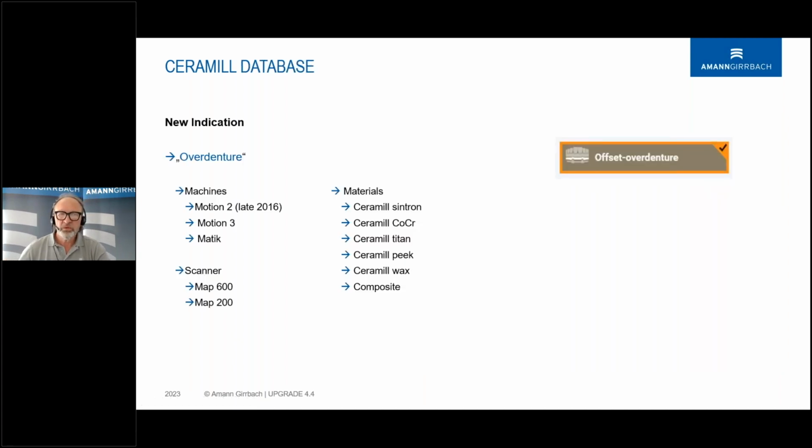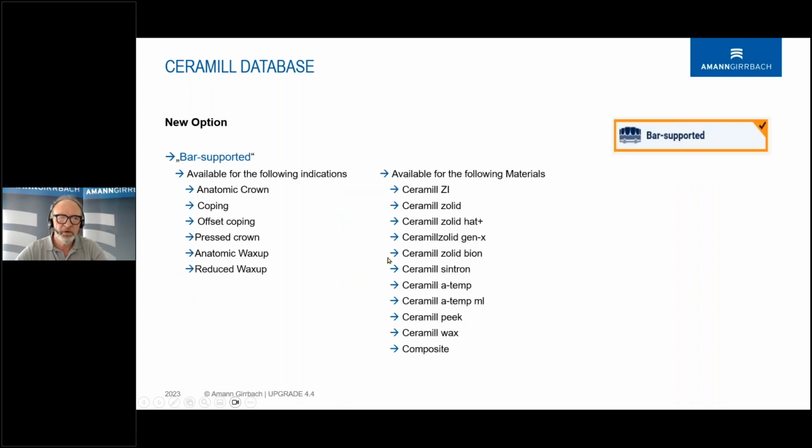So overdenture is one of the new indications, offset overdenture. Offset means a layer on a construction in a certain thickness. This construction can be milled out in our milling machines, 2, 3, and Matic, scanned by our scanners here, and manufactured with our materials: sintered cobalt chrome, titanium. You can read it yourself. I will show you how it works.